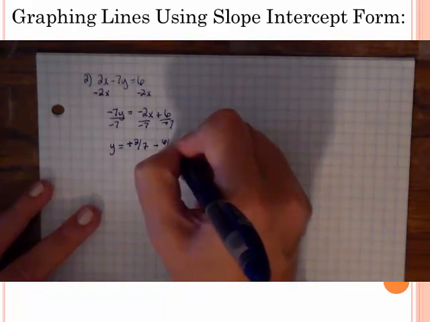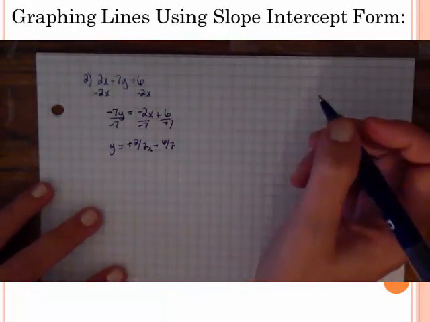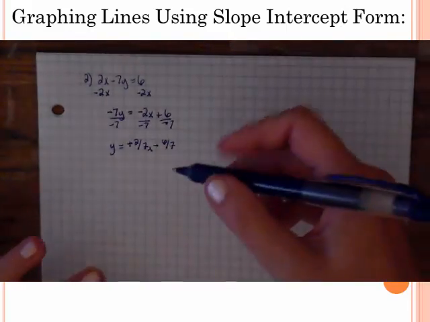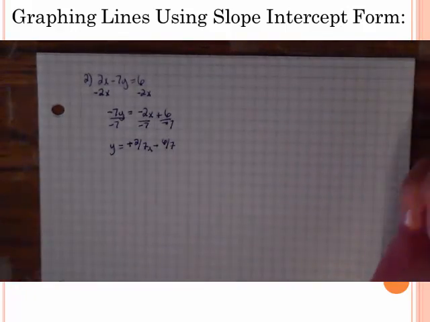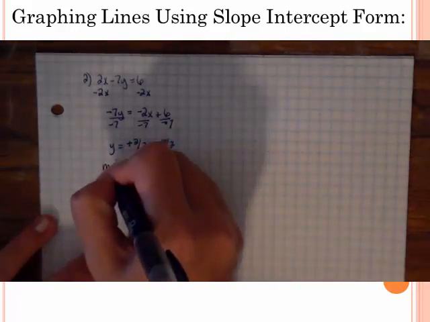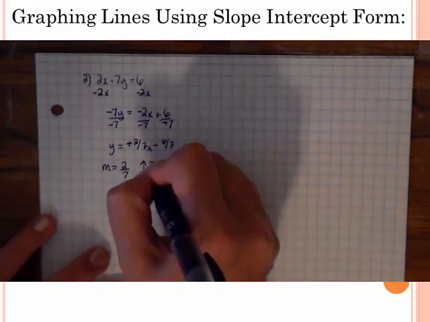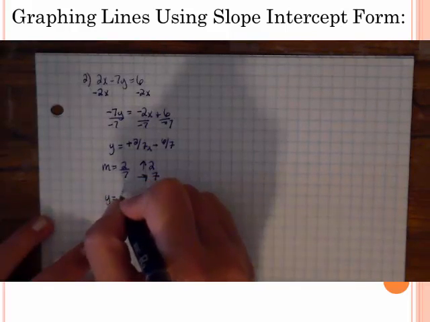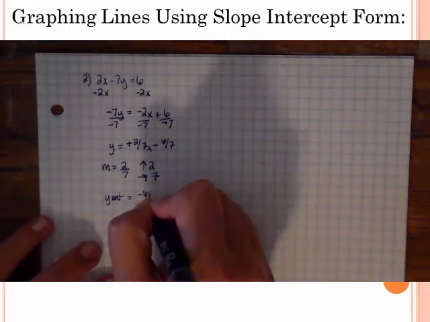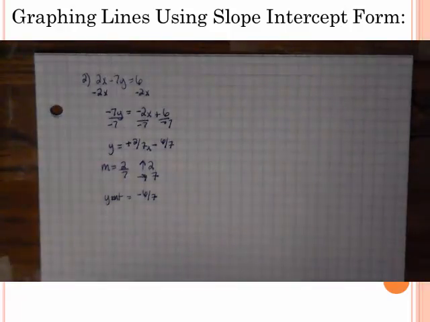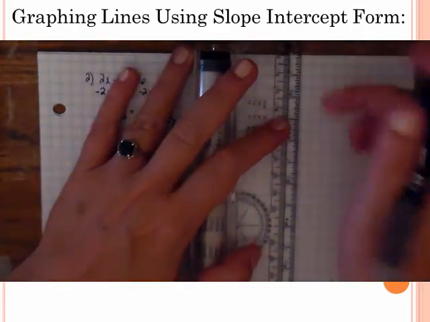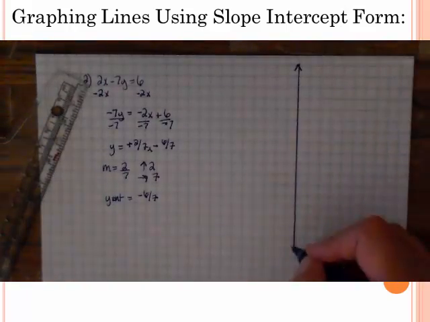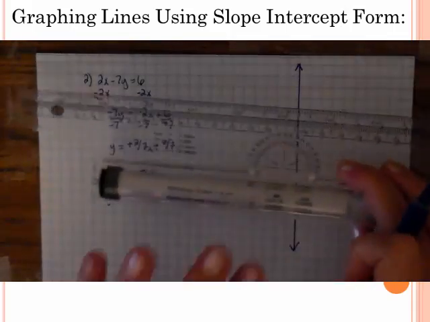2/7 x minus 6/7. Now you might think, well, now I have this fraction that I have to graph. Well, actually I'm going to show you how using slope-intercept form makes graphing the fractions easier. Now our slope is 2/7, so that means we're going to go up 2 and then over 7. Our y-intercept is negative 6/7. So what I'm going to do is, instead of making each of my lines on the coordinate plane equal to 1, I'm going to label them and I'm going to change the scale.